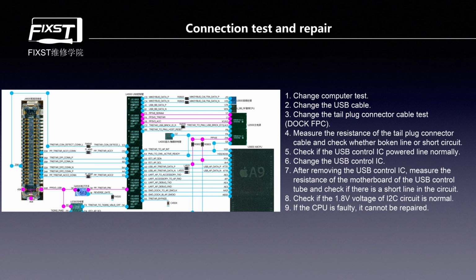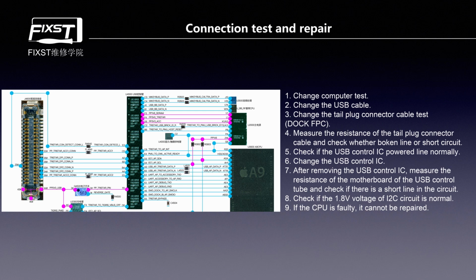The first is we need to change a computer to test. And the second is we need to change the USB cable to test, because maybe the ACC has a problem and cannot connect. And number 3, we need to change the type of connector cable to test. The type of connector cable is the FPC.